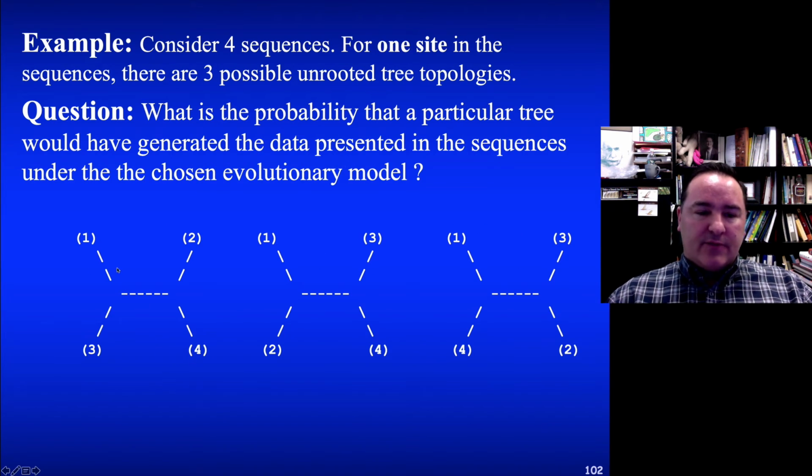So to do this, if we just look at a very simple case here, where you have the 4 taxon unrooted topologies, there are 3 possible trees here. You have to ask the question, what is the probability that a particular tree would have generated the data presented in the sequences under that chosen evolutionary model?